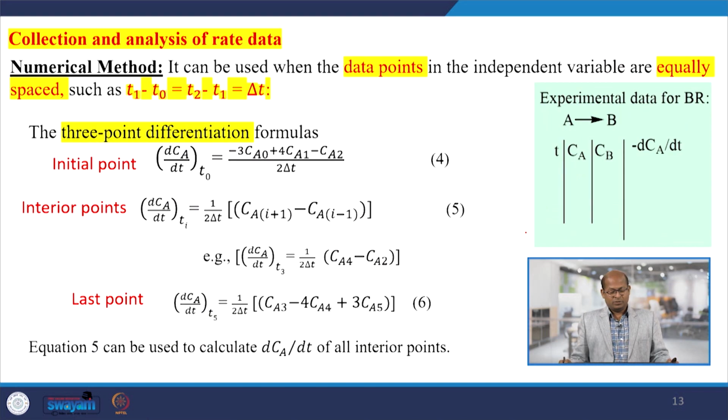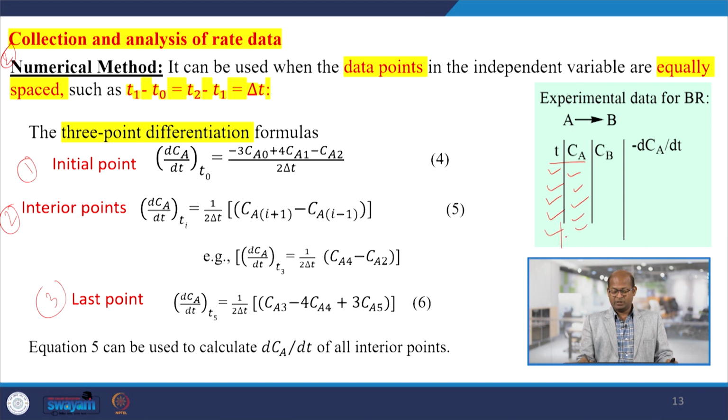Okay. So there is a second method, the numerical method, that is available. Here we have three different points. We have the time and concentration values, but we do not have the rate. So for the initial point, at t equals 0, we want to measure minus dCA by dt at this particular point.